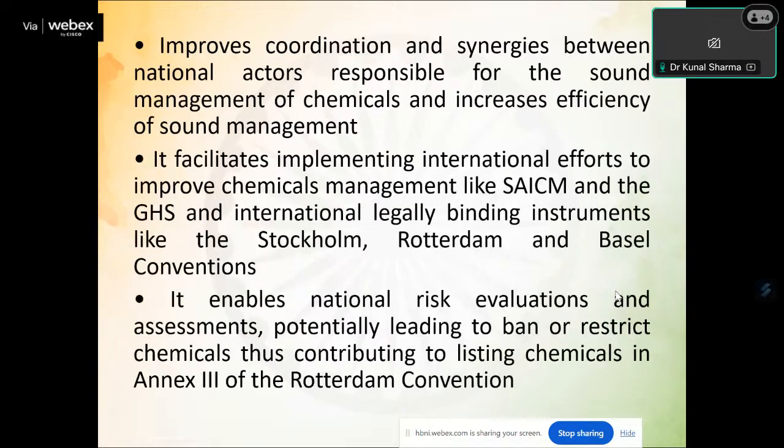The convention also talks about improving coordination and synergies between national actors responsible for the sound management of chemicals and increasing the efficiency of sound management. In this particular slide, we can easily say it is between national actors. For example, if we talk about a chemical, there are a number of parties, right from the manufacturer to the state authorities, to the national authorities, to the enforcing agencies, to the decision makers. Everybody is there, and it is much required that everyone should be coordinated and synergized.